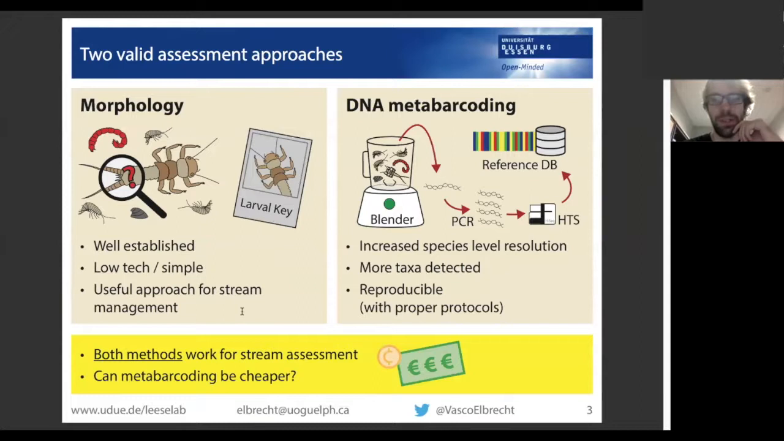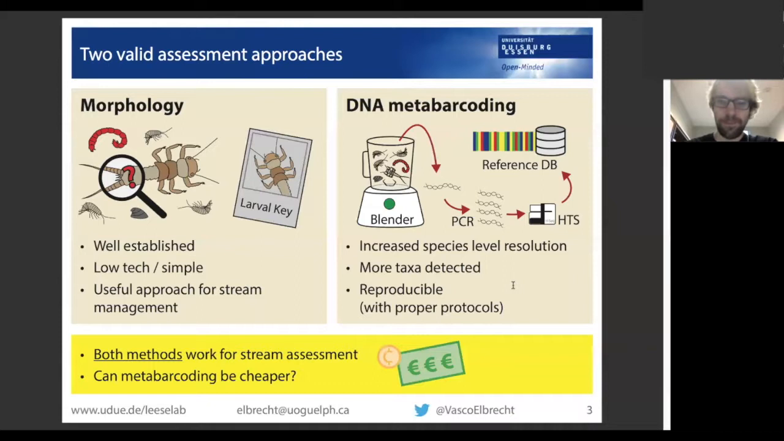So we could say both methods can be used for stream quality assessment. And even though the metabarcoding method is more accurate, the morphology-based identifications are used today, and they're often also good enough. So the big question is actually, can metabarcoding be cheaper than the morphological identifications? But also, if you are interested in ecological questions, metabarcoding can be used to get a higher resolution, which is often very important for scientific questions, where it's not about monitoring, but we're looking at most taxa in the ecosystem, how they respond to stressors and those things. So it's not only a tool for water quality assessment, but also really for research.